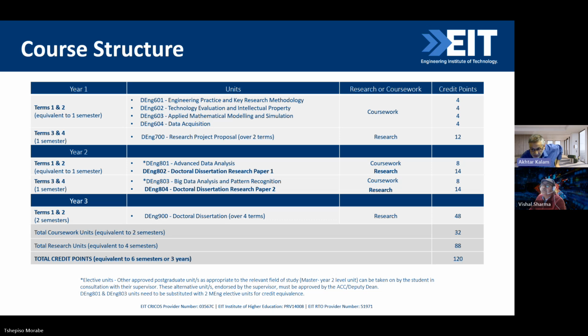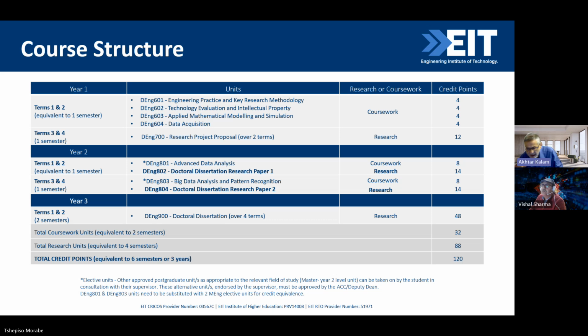And in year 2, so this is your foundation year, and this is your scaffolding year, you will be doing a combination of both the coursework and research units. If you look at it, you will be doing roughly about 8 credit points of coursework and 14 credit points of research element, both in first semester and second semester. And in the final year, you will be confining yourself to complete research, which is 48 credit points. In total, you will be spending about 120 credit points to get your Doctor of Engineering program.